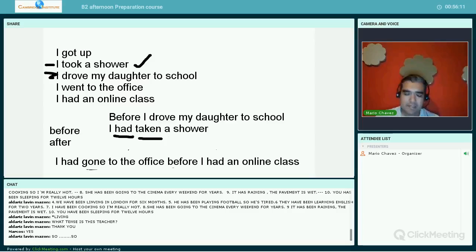The first activity, the activity that happened first, goes in past perfect. And the activity which happened second goes in simple past. Use past perfect to talk about something which happens before something else in the past.